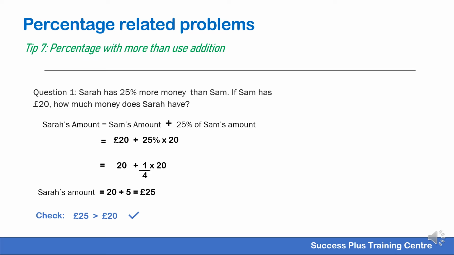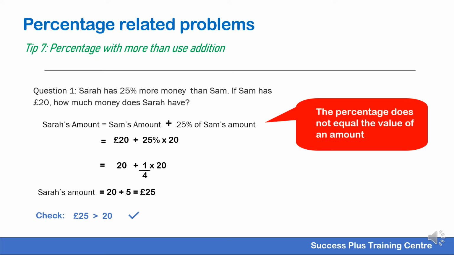Now, based on tip number 6, we must check our answer. And we know that Sarah's amount is more than Sam's amount. And in this case, £25 is more than 20. So it seems to be the right answer for the question. A common mistake is to replace 25% of Sam's amount with 25. Remember the rule that we've covered. The percentage does not equal the value of an amount. So you need to find the value of the percentage, not use the same amount of the percentage.